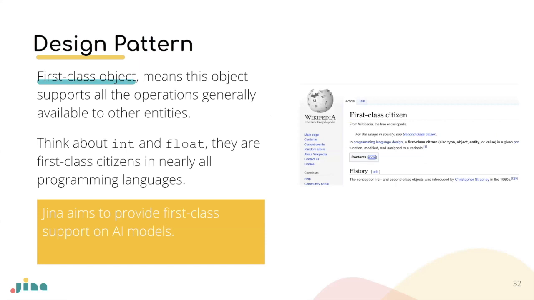I don't know how many of you know the concept of first-class object. In a programming language, it means that this object supports all kinds of operations. For example, you can pass it as a parameter, you can add, minus, and do other operations on the object. The integer and the float are always first-class citizens in nearly all programming languages. So in Jina, we aim to provide first-class support for AI models. That's actually how we differ from other frameworks or search frameworks.